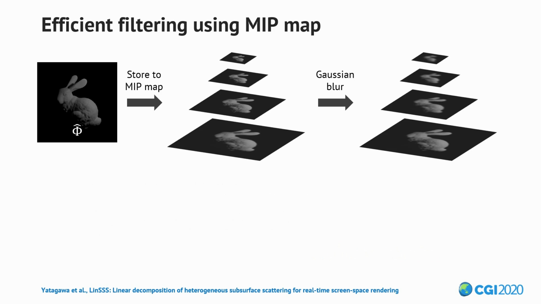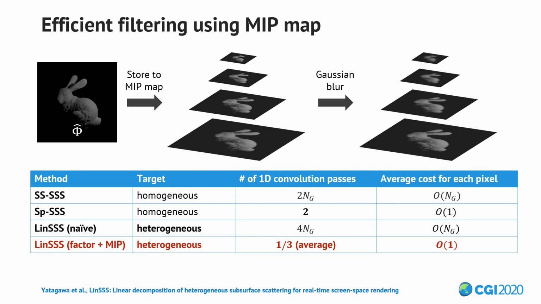Eventually, the overall computational cost after the accelerations introduced here is only order 1, which is as efficient as the state-of-the-art method, the separable subsurface scattering for homogeneous materials. Now, LinSSS achieved the objective of our research, namely screen space rendering for heterogeneous materials, which is as efficient as the state-of-the-art method.